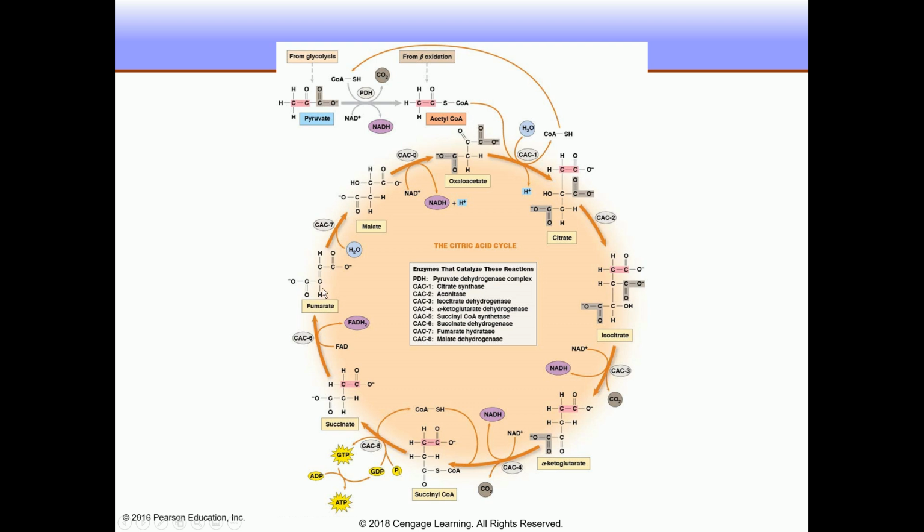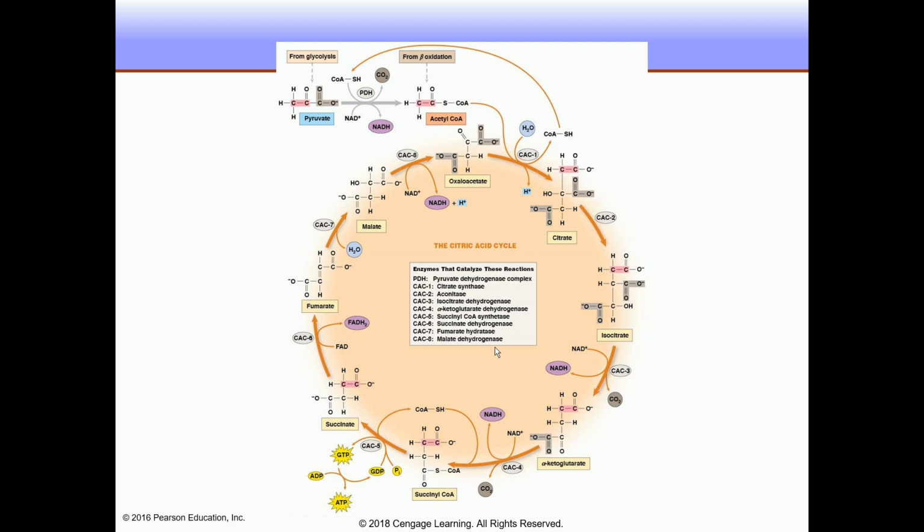Then in the next step, fumarate is converted into malate, and we can say there is no oxidation taking place. This step takes place with the help of the enzyme fumarate hydratase, because in this reaction there is an addition of water. And then eventually malate is oxidized into oxaloacetate, and here the electron carrier involved is NAD plus. NAD plus gets reduced into NADH, and this takes place with the help of the enzyme malate dehydrogenase.